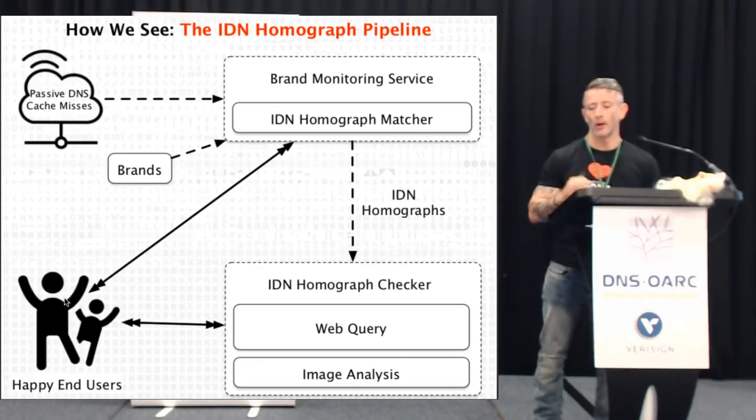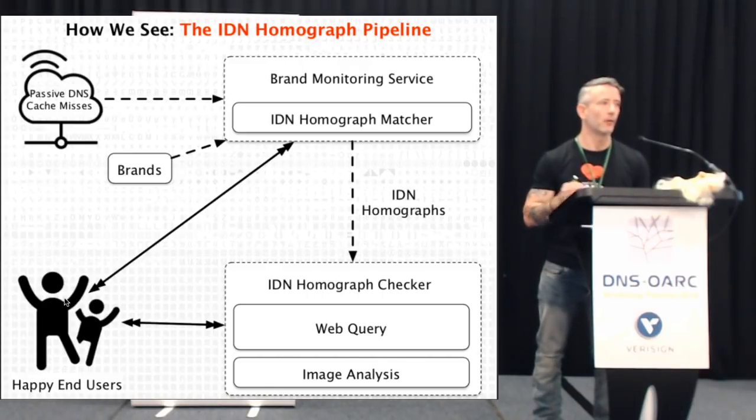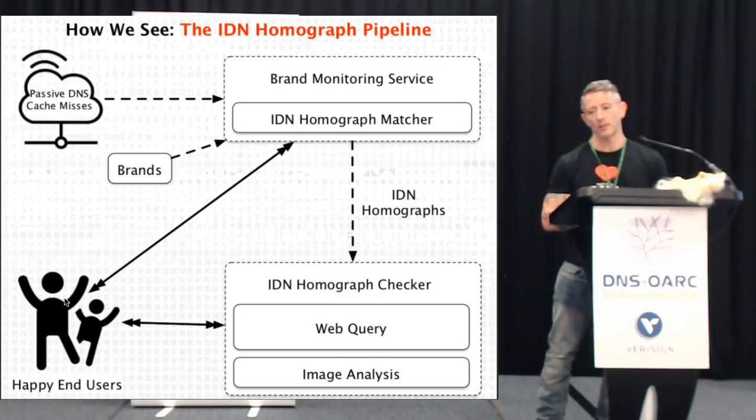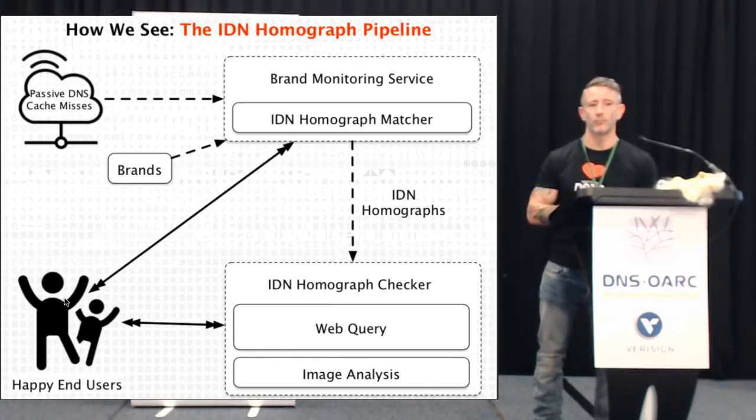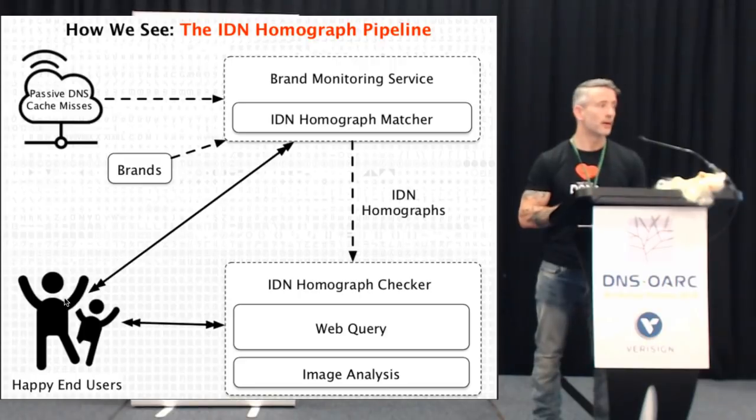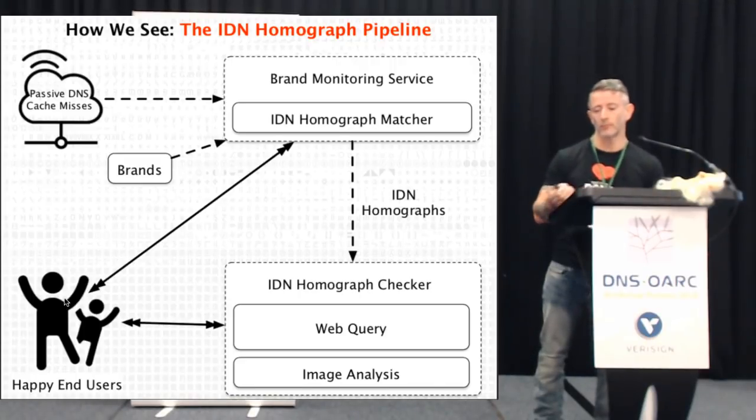So how we see what we see: of course, us being Farsight, we have our passive DNS infrastructure and the cache misses, all that good stuff feeds this brand monitoring service, and inside of that, there is automation that does the IDN and homograph matching. You feed brands into that, out come IDNs and homographs. You can consume that directly as a JSON feed, or it can be consumed by this IDN and homograph checker, which you would consume with your eyeballs.